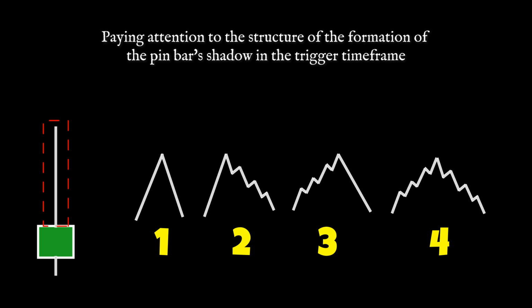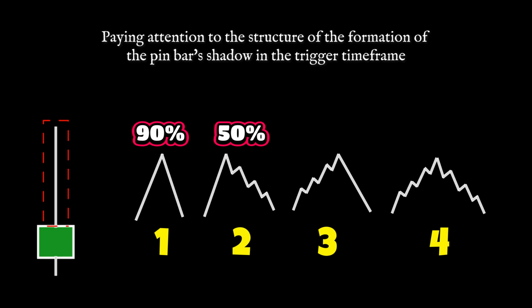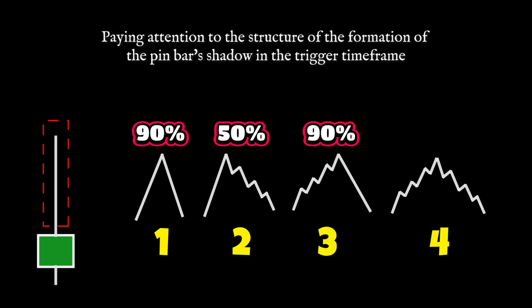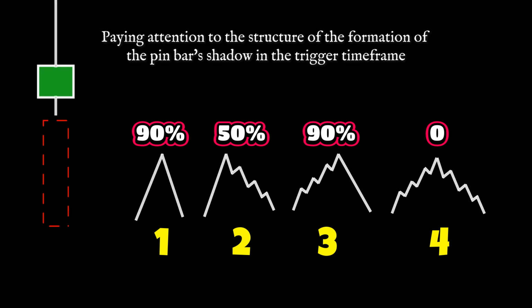In the first scenario, the success rate of trading with a pin bar is 90% because there is an order mentality in this scenario. In the second scenario, the success rate is 50% because the downward movement is erosive. In the third scenario, the success rate is 90% because the sellers have much more power than the buyers. And in the fourth scenario, the success rate is 0% because both the upward and downward movements are erosive. And essentially, the pin bar was formed in a low-volume market.